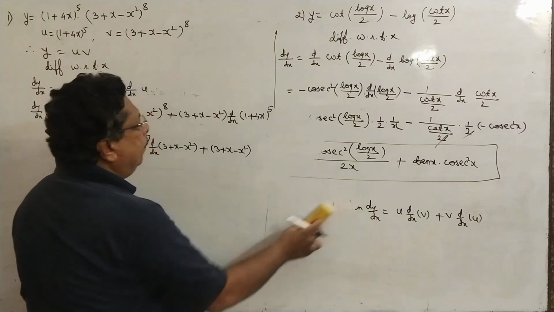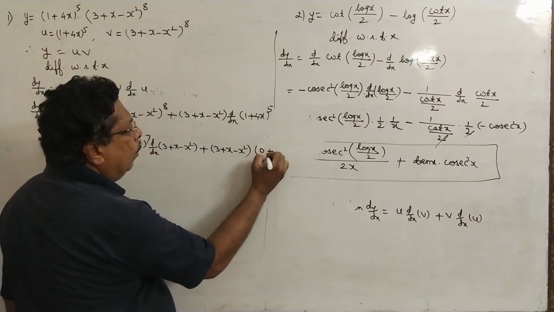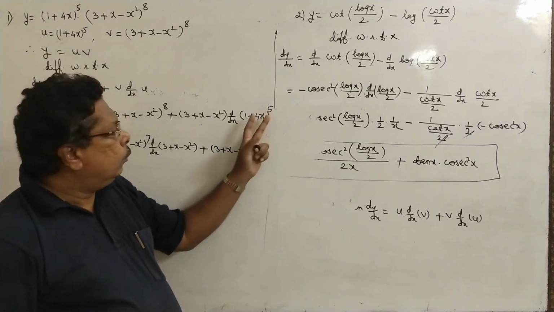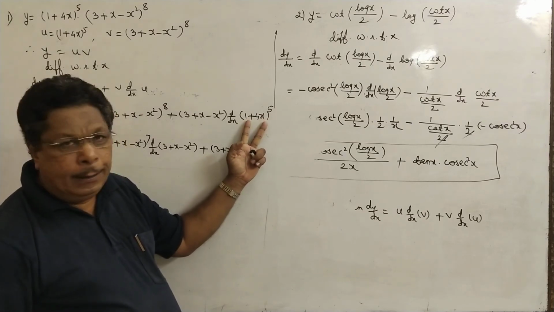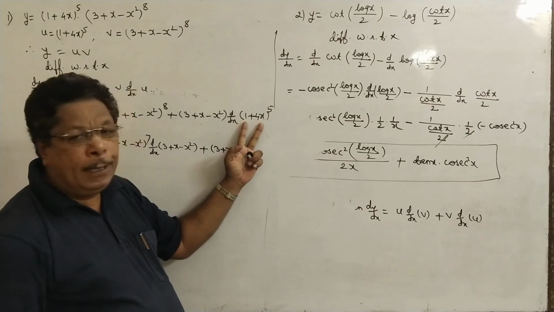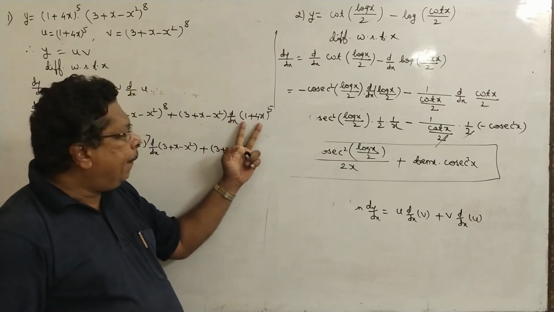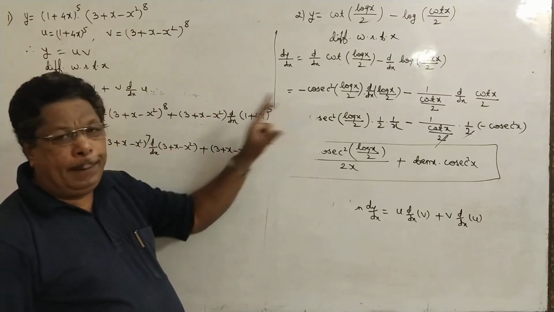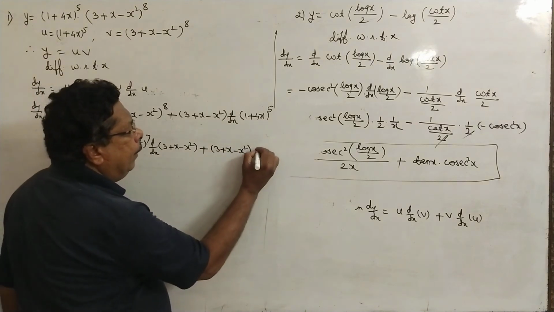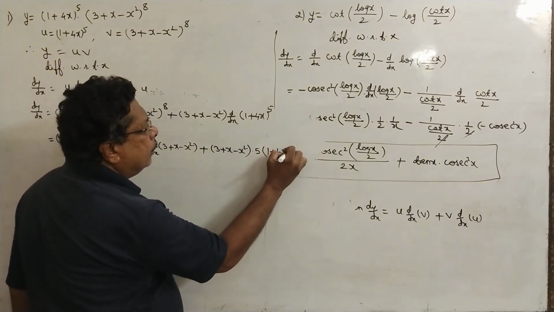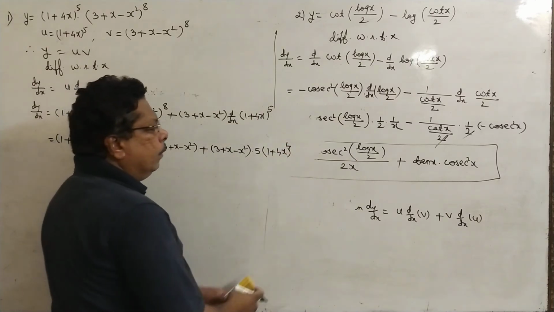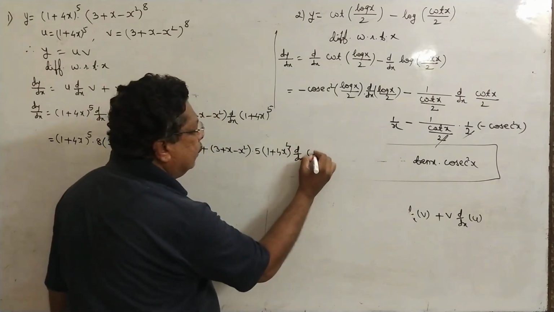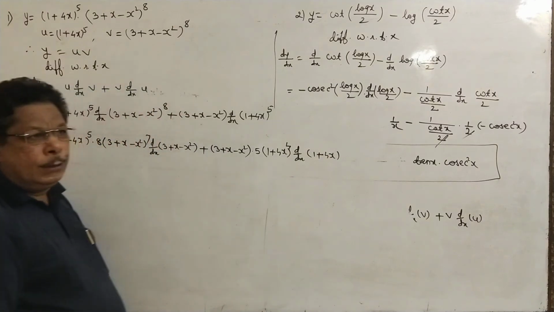What is the derivative of this term? Now here 1 plus 4x raised to 5, a power is there. So first use the formula fx raised to n. What is fx? fx is equal to 1 plus 4x. The derivative of fx raised to n is n into fx raised to n minus 1 into f dash x. So here 5 into 1 plus 4x raised to 5 minus 1, that is 4, into d by dx of fx. What is fx? fx is 1 plus 4x.